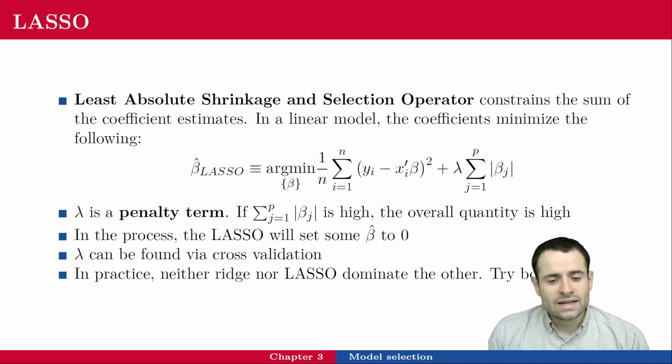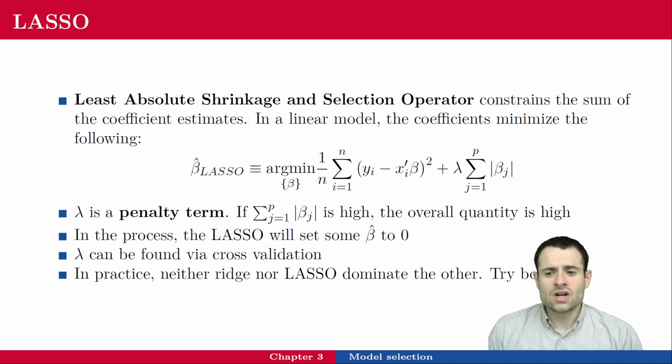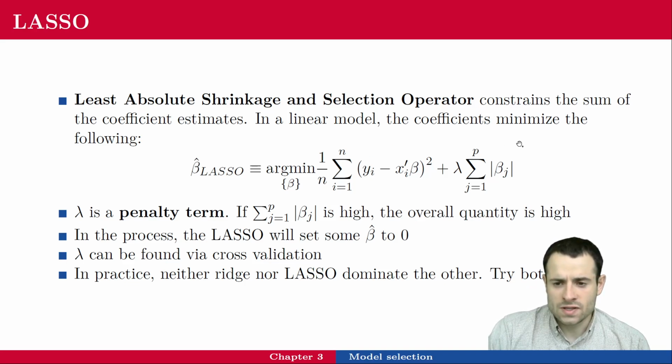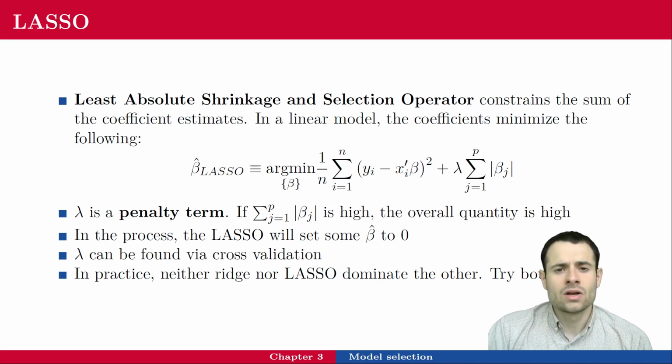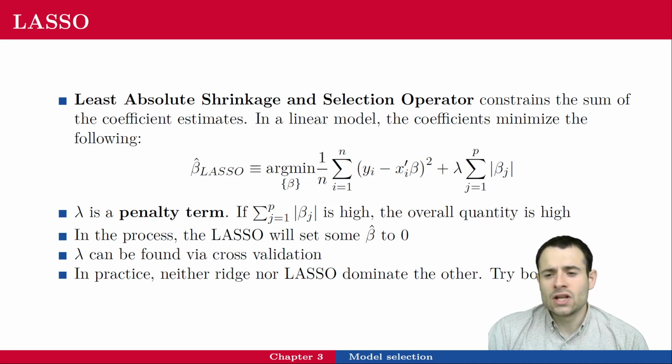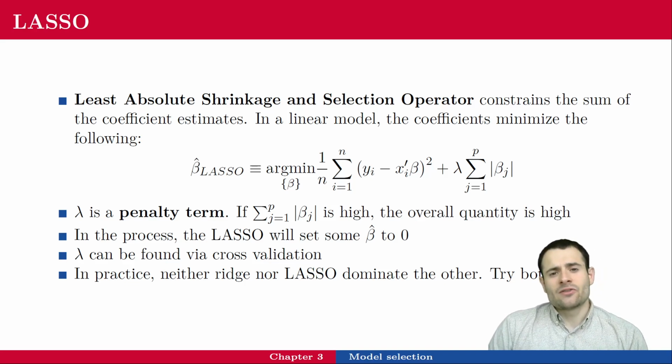In practice, neither ridge nor lasso dominate the other. It's not that the absolute value here is always better than the square and vice versa. It really depends on the data, the relationship between the variables, and it's not something that we can usually detect. There are specific cases where we can tell one is going to do better than the other, but those are very case specific. So in general, I suggest you to try as many as possible.